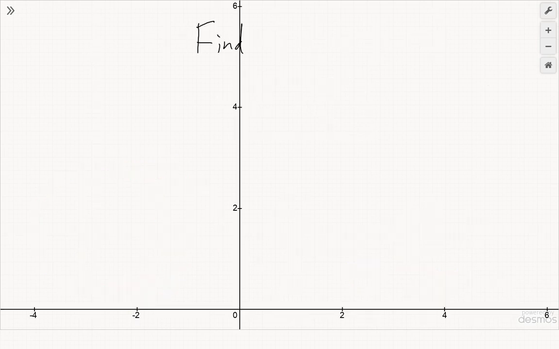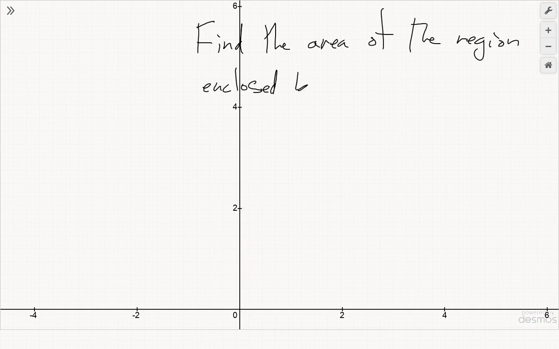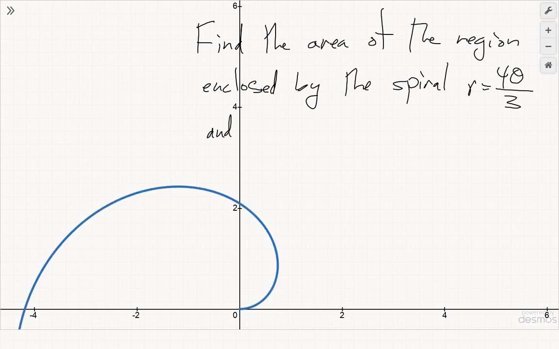Next, we'll find the area of the region enclosed by the spiral r equals 4 theta over 3. So here's that spiral, and the negative x-axis. So here's our region.